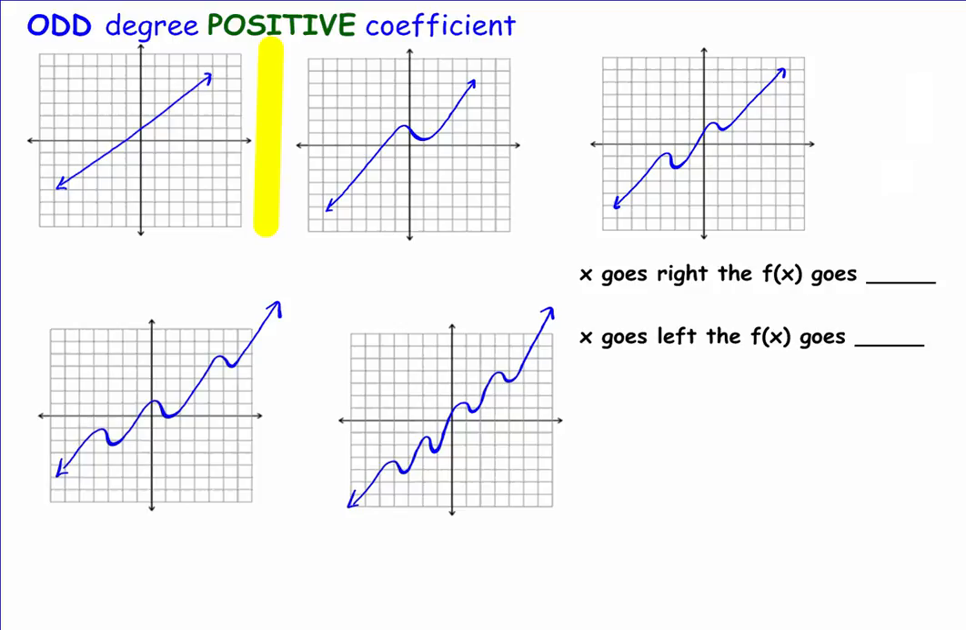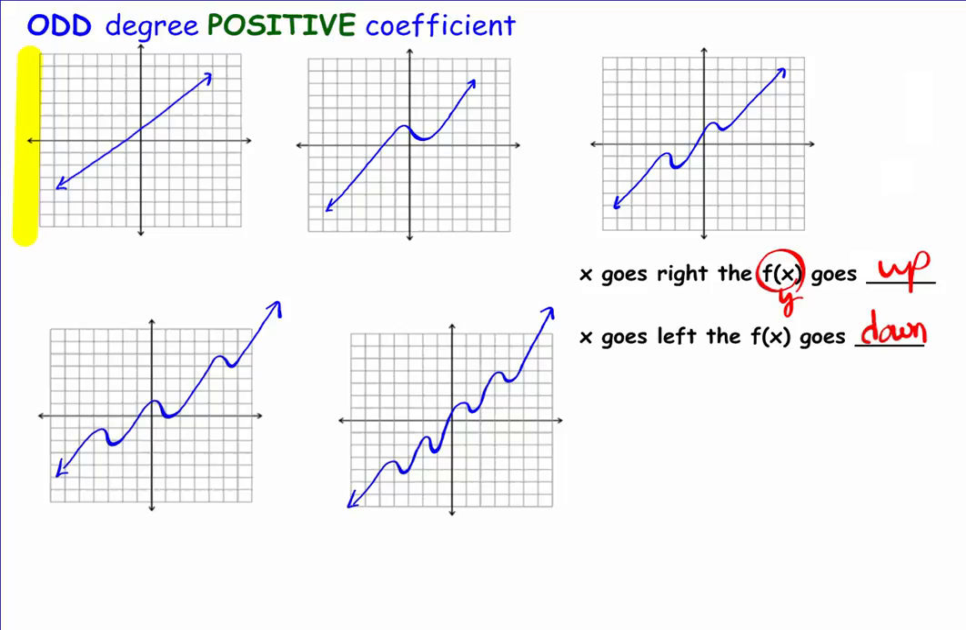So as x goes to the right on all 5 of these pictures, what do my y's do? Guys, remember, this means y. Well, as I go to the right, my y's go up. Now, let's look at what happens if I go to the left. Okay, if I go to the left, what does my picture do? For every single one of these, as I go to the left, my y goes down.